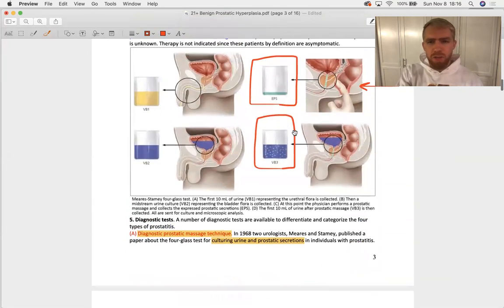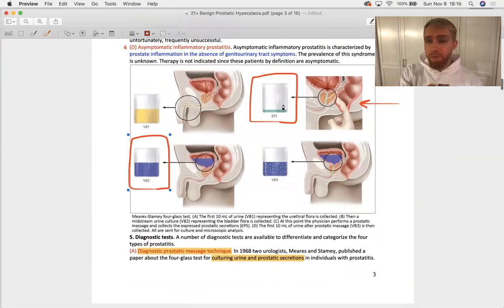No, you're going to culture the second urine specimen that you take right before you milk the prostate. So between the urine and the prostatic fluids, if you find bacteria, you're going to call it bacterial. If you don't, maybe you do it again. I don't know.